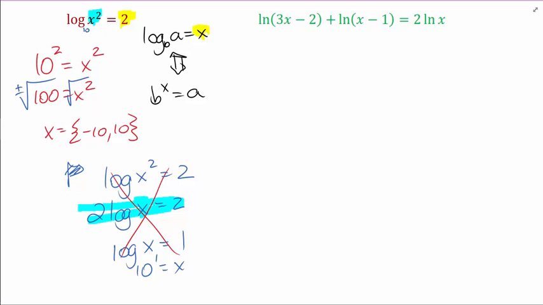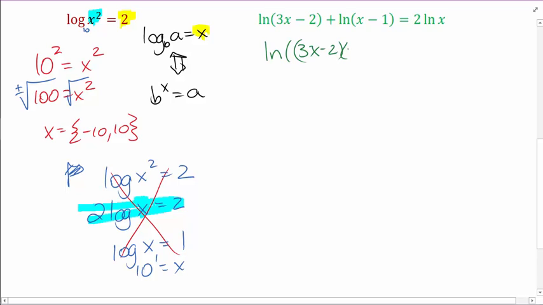The final question we're going to discuss here is the natural log of 3x minus 2 plus the natural log of x minus 1 equals 2 ln of x. Here everything has a base of e, and I'm going to use the properties of logarithms to simplify. I'm going to bring together the natural log of 3x minus 2, and I'm going to multiply that times x minus 1, and I'm taking the natural log of that whole product equals the natural log of x squared.